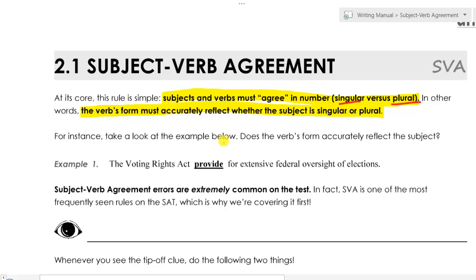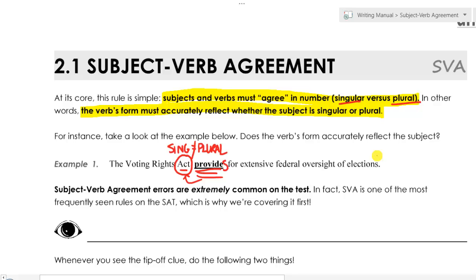So we would have to ask ourselves, what is the subject of this verb provide? And the answer to that question is that the subject of that verb provide is this word act. That word act is singular, yet provide would be the form of the verb that we would use for plural subjects. So we have a lack of agreement here. This subject act and this verb provide, they do not agree. The sentence should read, the Voting Rights Act provides for extensive federal oversight of elections. Now we have the right form of the verb for our singular subject act.